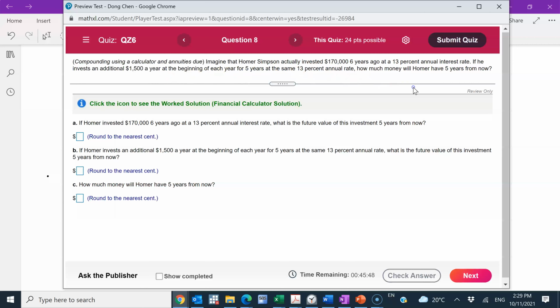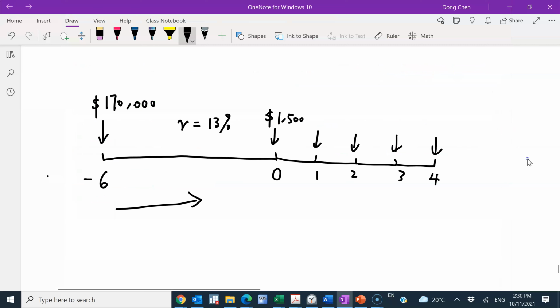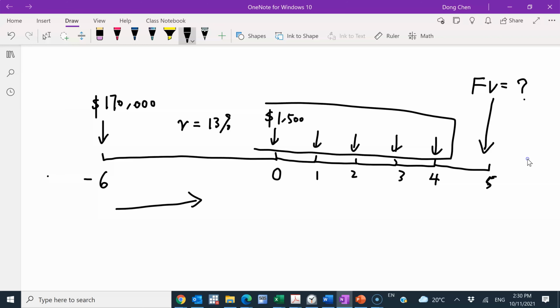And it's asking how much money will Homer have 5 years from now. So basically, it's asking for this point 5 years from now. Obviously this is future value, right? And this is year 5. Relative to year 5, this is an annuity, but relative to that, this is an annuity due, AD. So we're going to use the annuity due formula to figure out the future value of this annuity due.